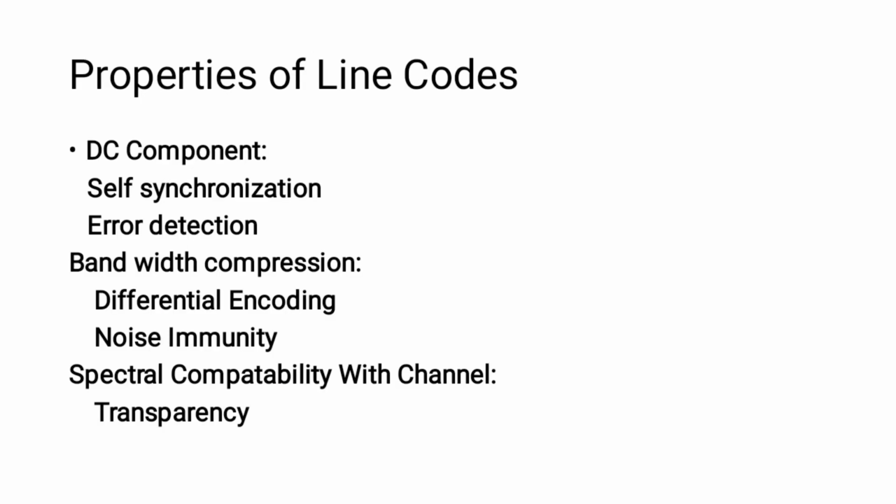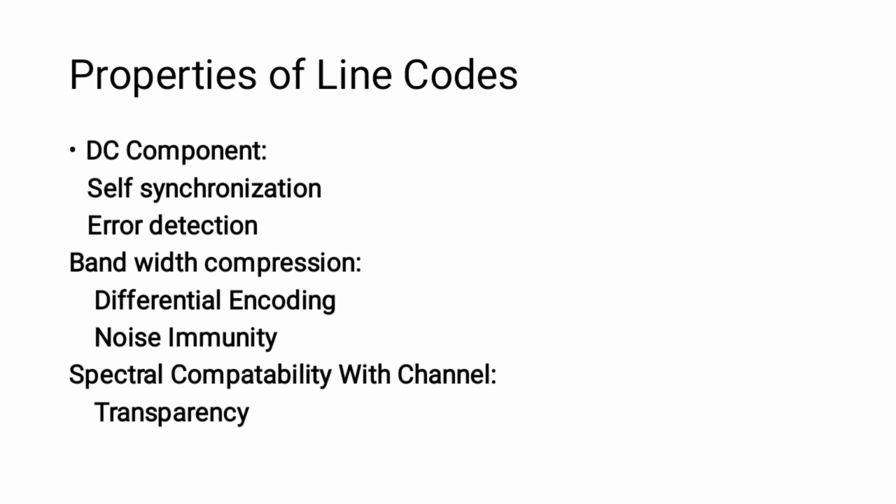What are the properties of line codes? Line codes means the continuous stream of zeros and ones are available in the transmitted signals. So we should understand what the continuous 0 and 1 is. Okay, for that we are making some basic codes. Line codes have certain properties.